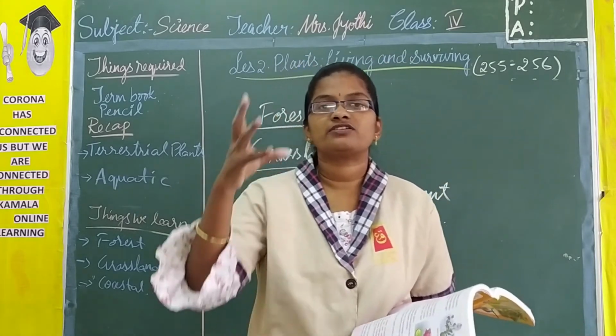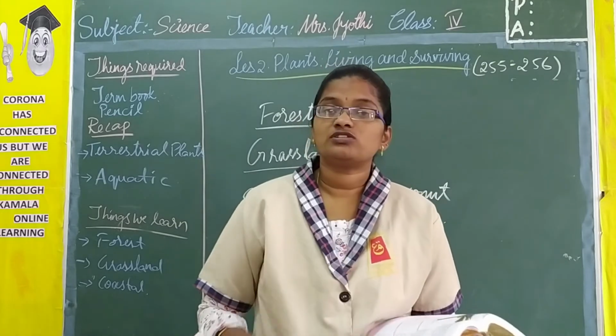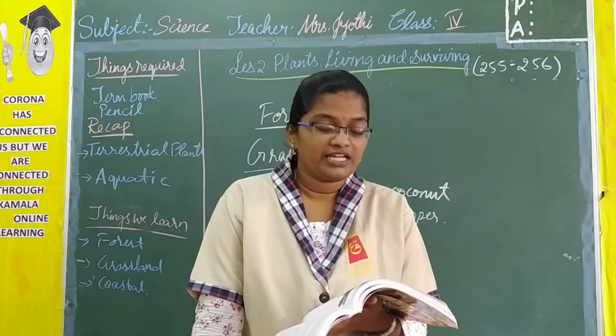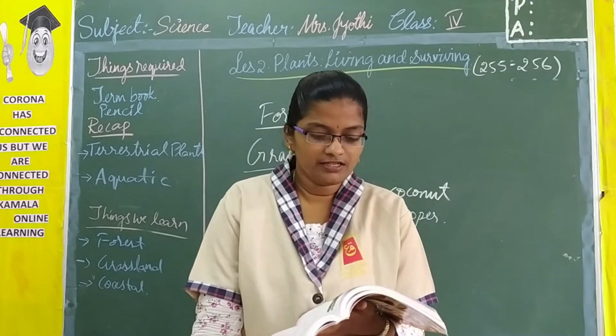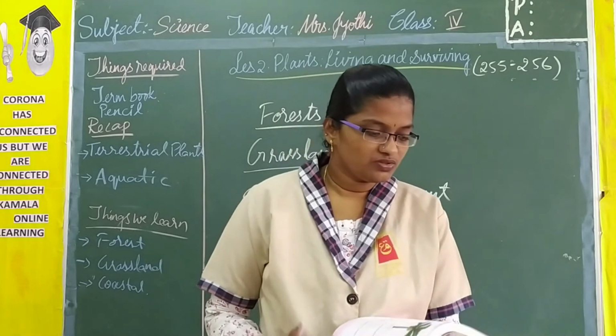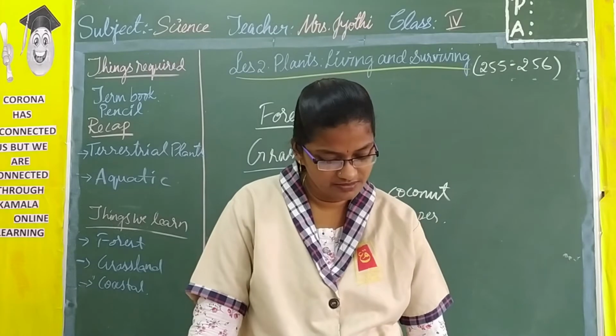Okay, the water, as if in a glass of water you mix some salt and drink, how it will be. Even here also the water is going to be like that. And there are different types of plants here, and the best examples are coconut and pepper. So this is about the coastal region plants.